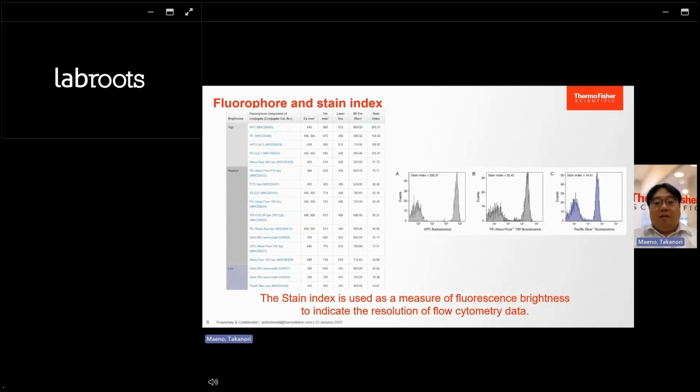Each manufacturer may have its own stain index that is assigned to the fluorochromes in their catalog. They will often provide a list of fluorochromes indicating brightness in hierarchy. The stain index is an important factor when building multicolor panels, while also considering the expression level of the sample and fluorescence spillover.